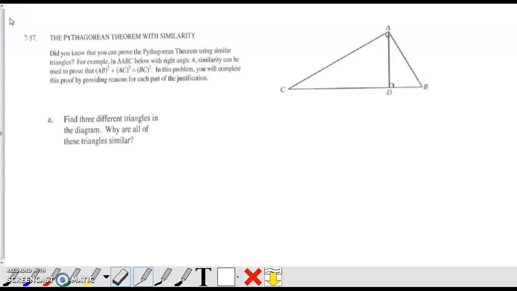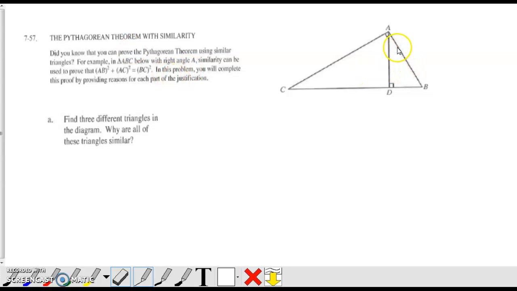All right, so now let's prove the Pythagorean theorem, but using similarity. We're very familiar that the Pythagorean theorem just states one leg squared plus the other leg squared is equal to the hypotenuse squared, right? So we can prove it using similar triangles.